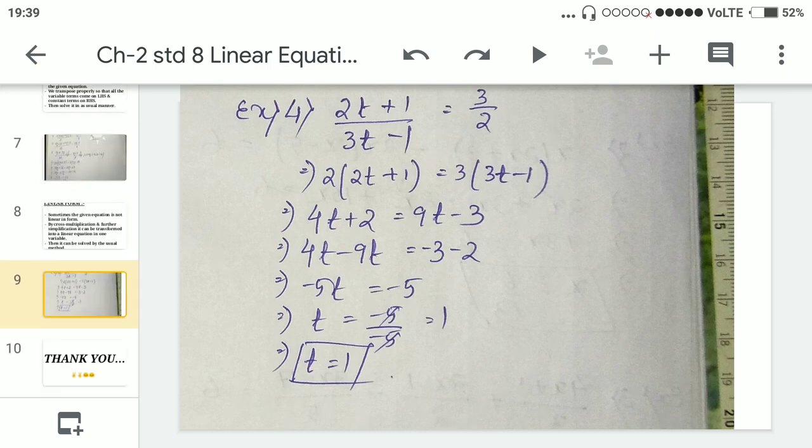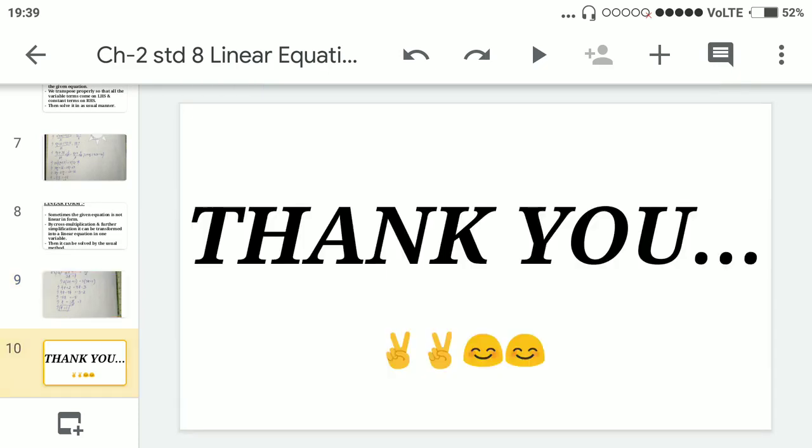So in this case, simply we have to do the cross multiplication and we are able to solve the equation. Okay, so this is all related to your chapter 2, linear equations in one variable. I hope I have discussed all the different kinds of forms and how to solve different kinds of questions related to linear equations.